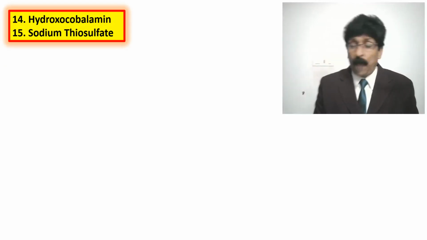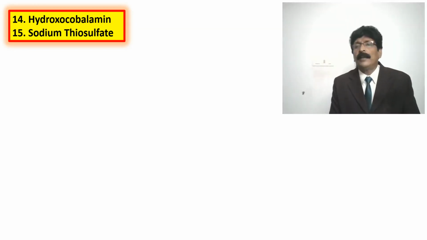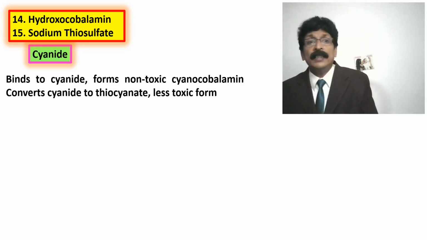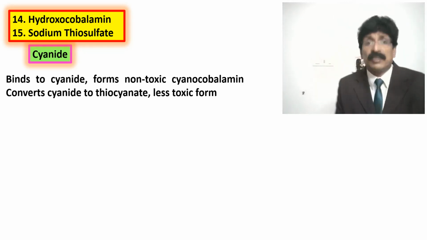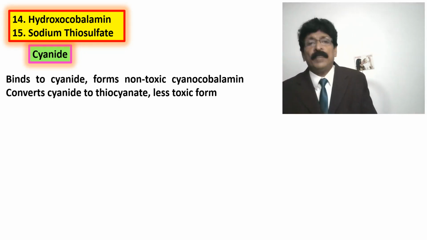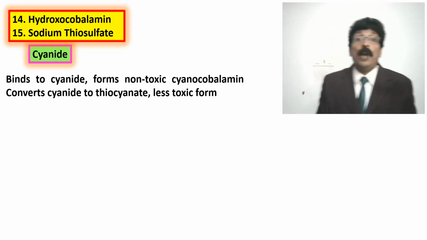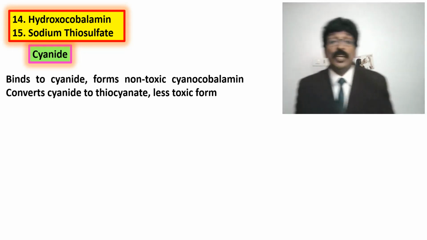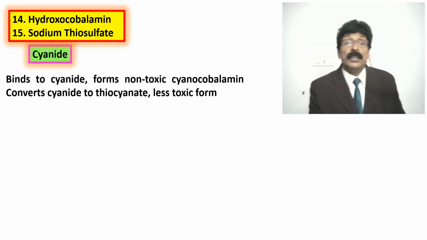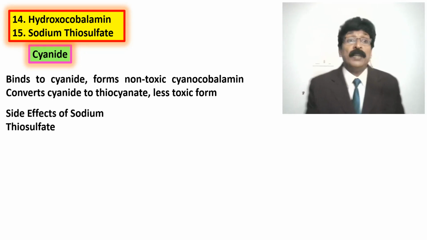hydroxocobalamin, that is cobalamin, and sodium thiosulfate. These both are used for cyanide poisoning. You know about cyanide? It's dangerous. Binding to cyanide forms a non-toxic cyanocobalamin. In the cyanocobalamin structure, you know that vitamin B12 has CN. So hydroxocobalamin converts into cyanocobalamin as a non-toxic substance, and thiosulfate converts cyanide to thiocyanate, a less toxic form. Both of them have that action.